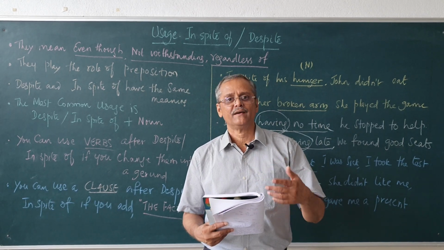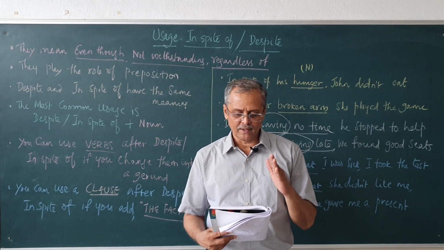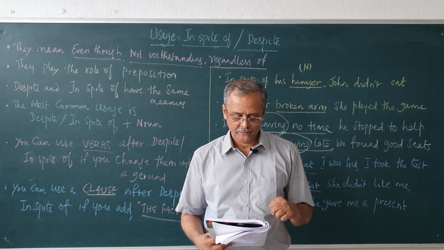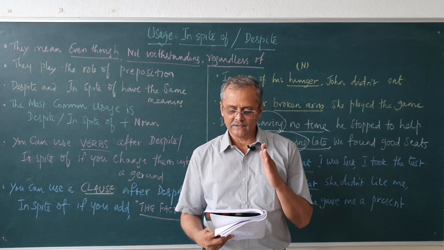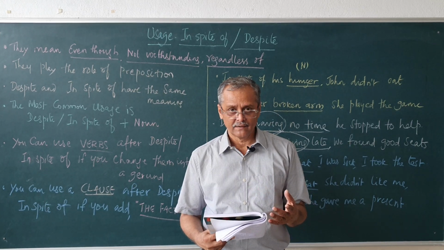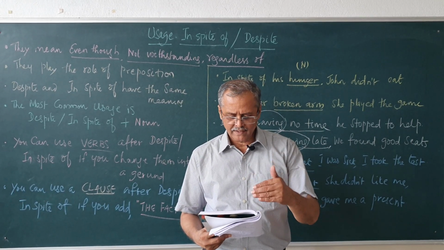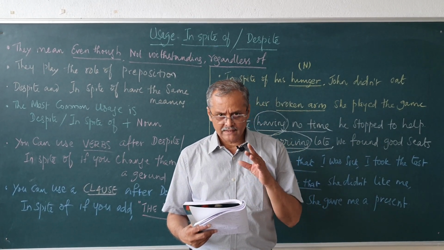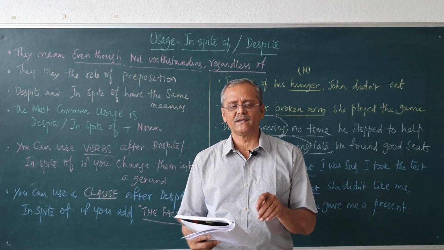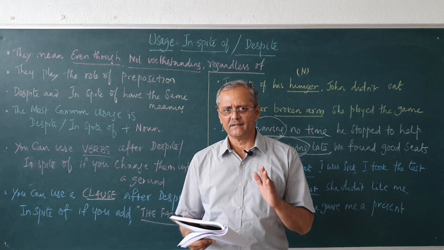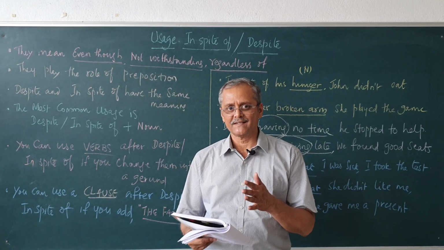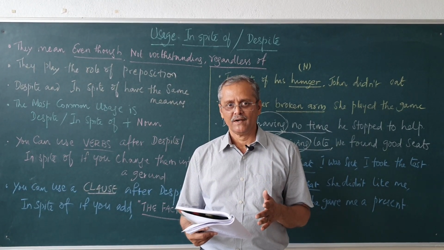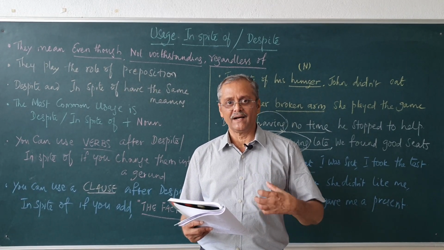So, this way you have to keep using and using. Despite her broken arm, she played the game. In spite of her hand being broken, she played the game. Despite having no time, he stopped to help. Despite being angry, he let us in. In spite of the rain, we enjoyed our holiday. I didn't get the job in spite of having all the necessary qualifications. Although I had all necessary qualifications, I didn't get the job. Despite having all necessary qualifications, I didn't get the job.